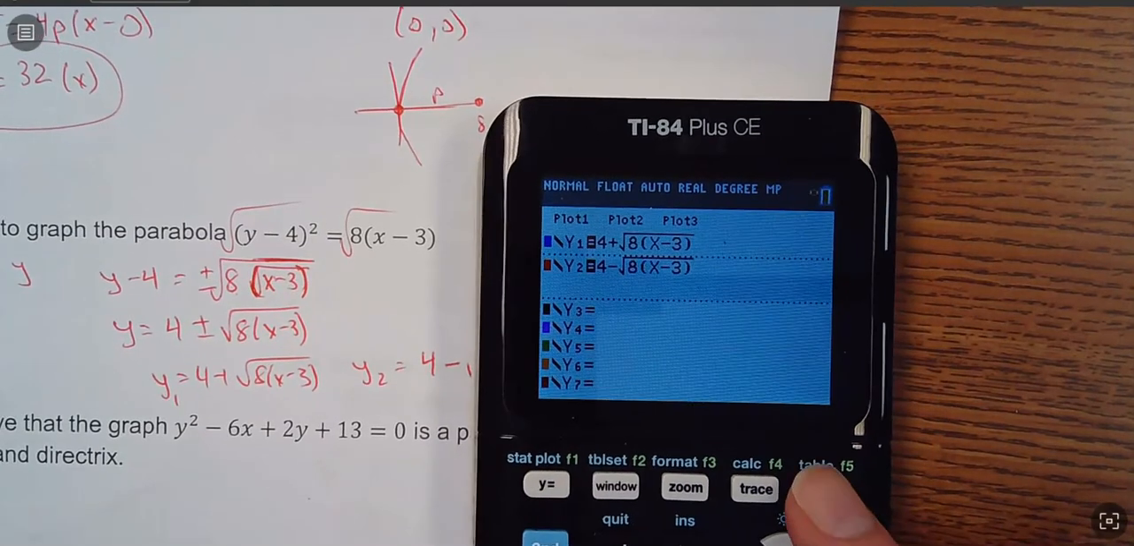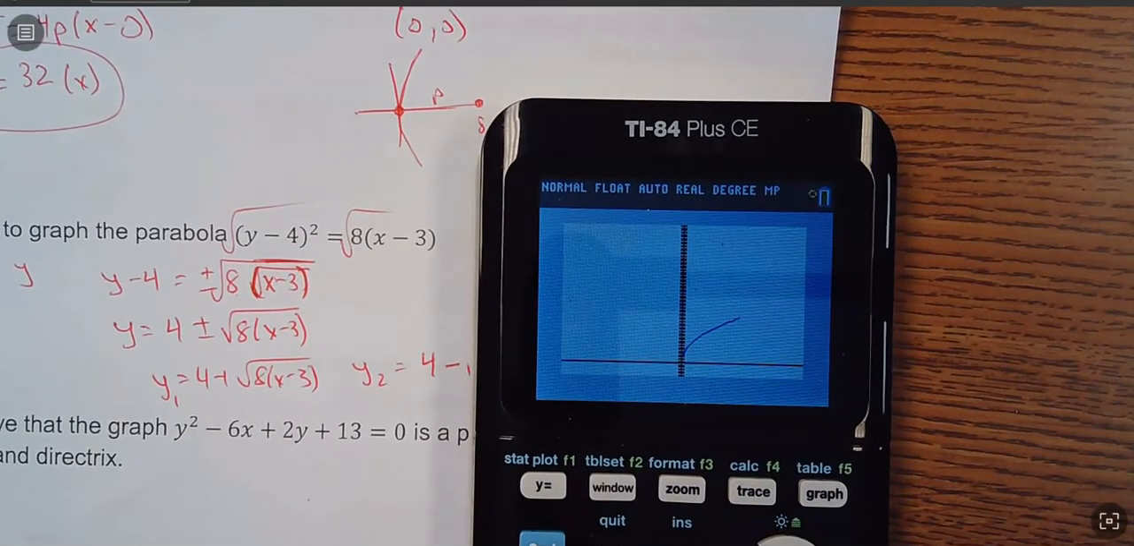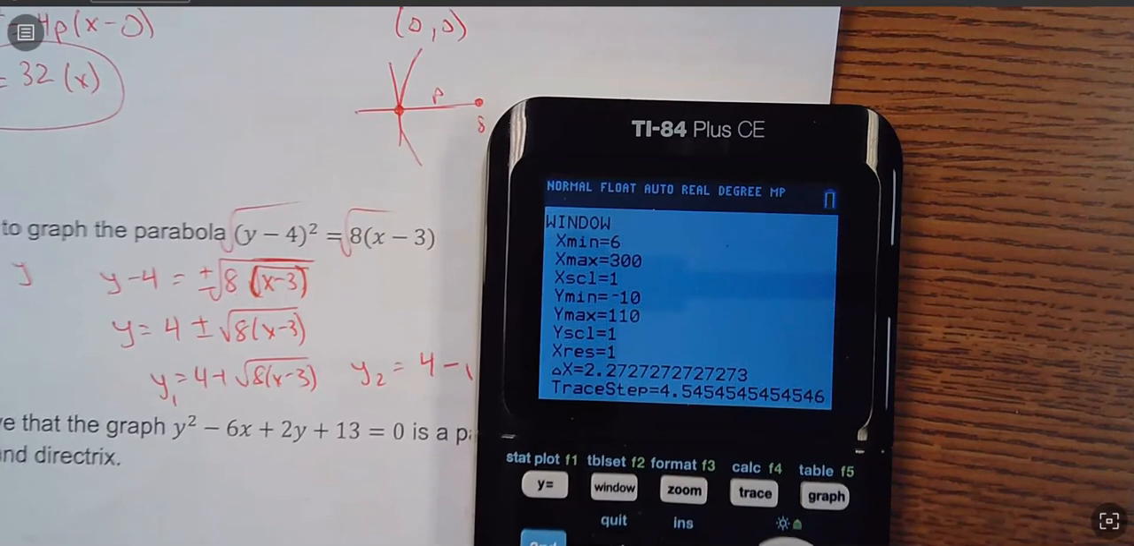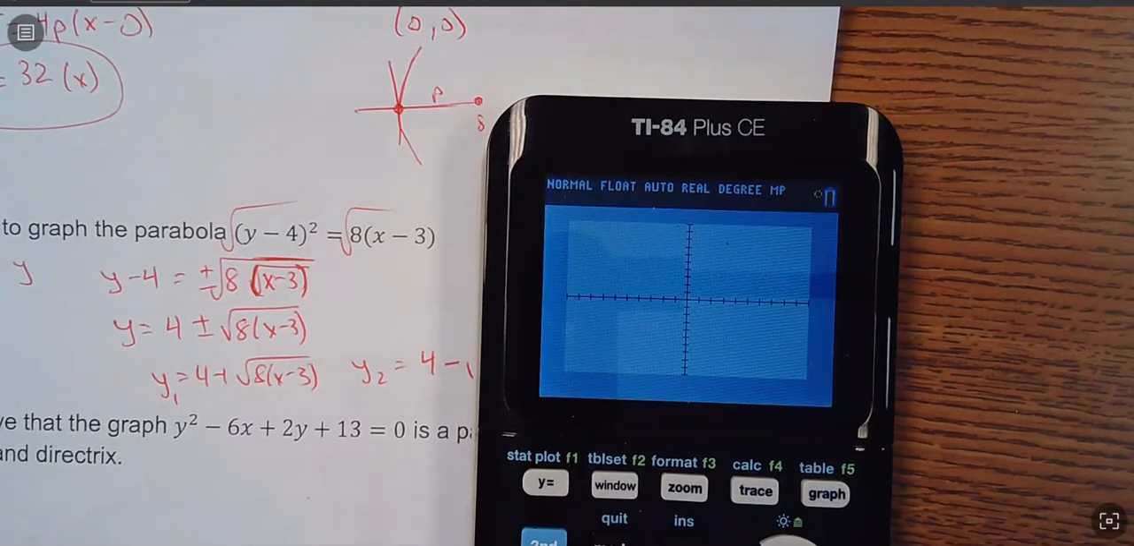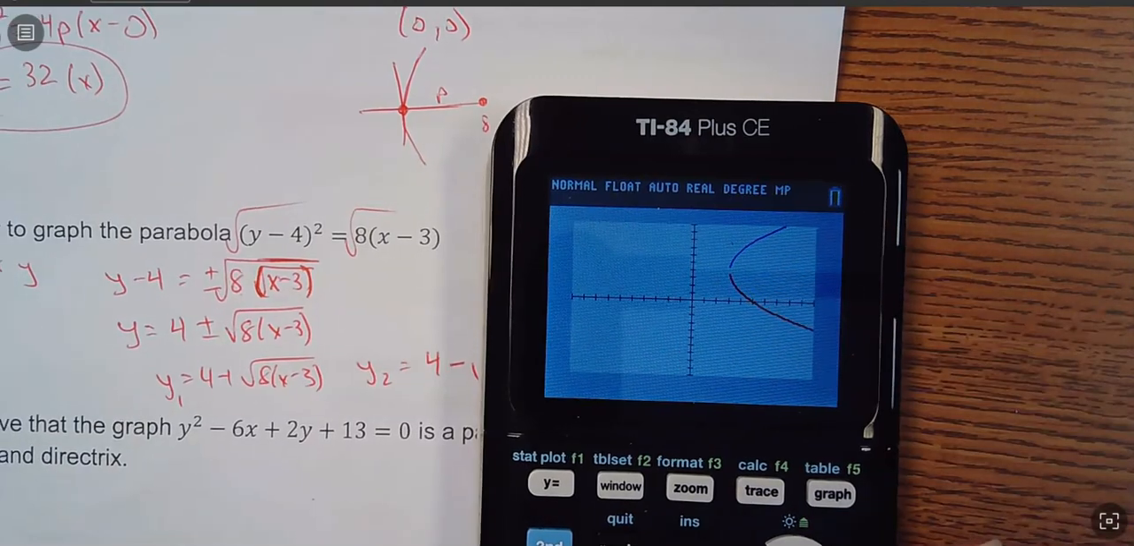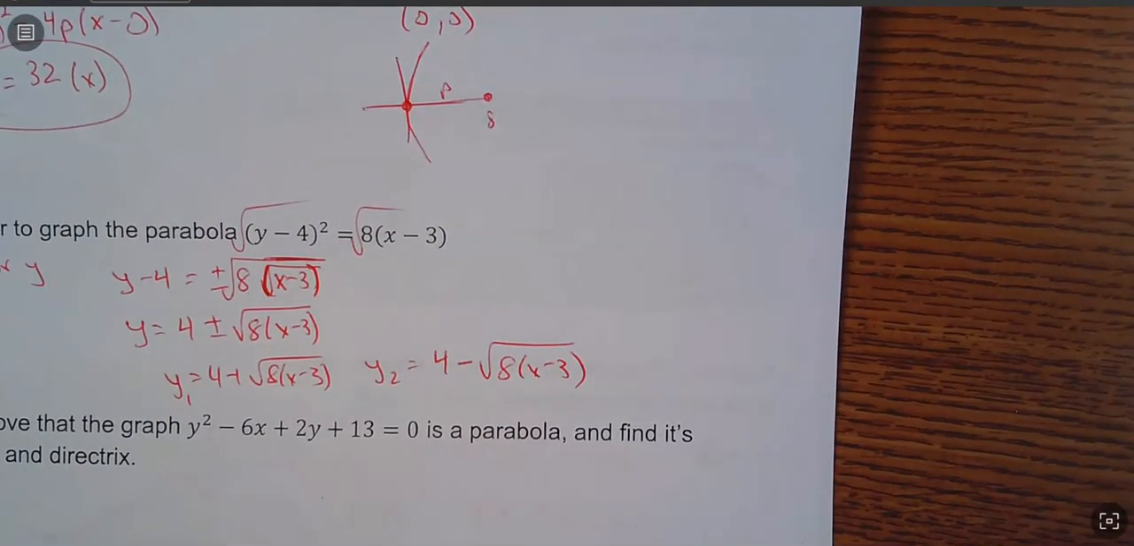Okay, and then when you graph, well, let me get the standard window here, window, zoom, 6. So it's going to look like that, and it's going to draw the other half. And there's a little gap there, but it should be smooth. You just graph them separately. So there would be that opening right parabola.